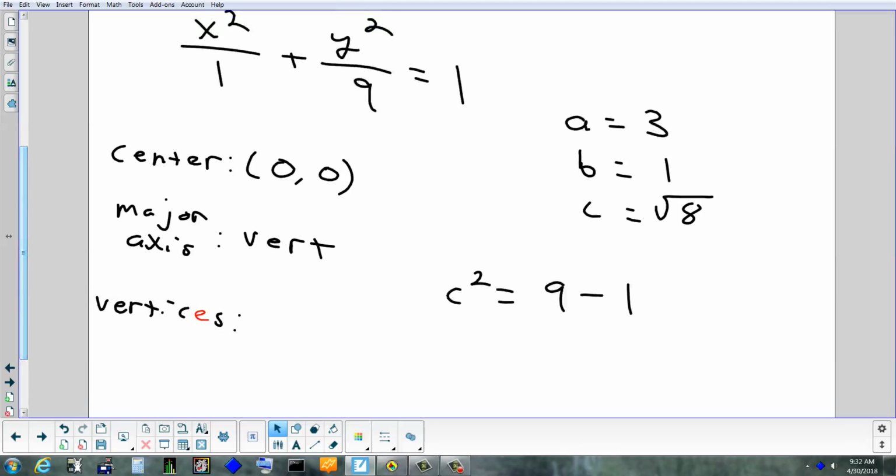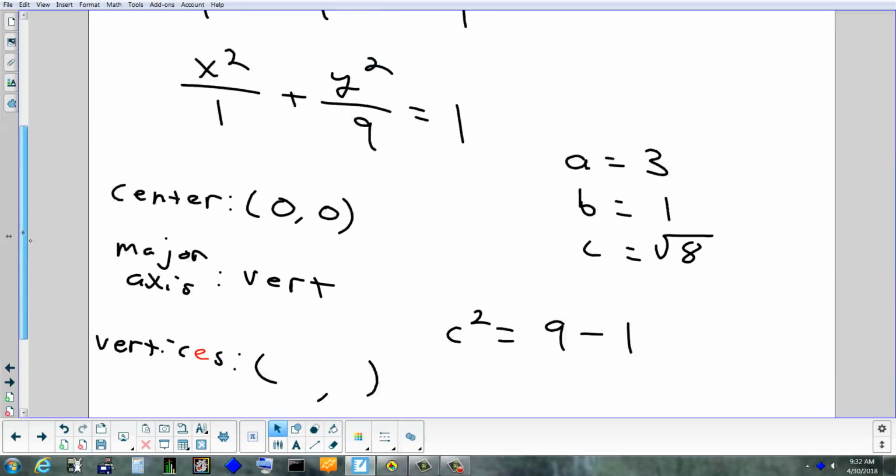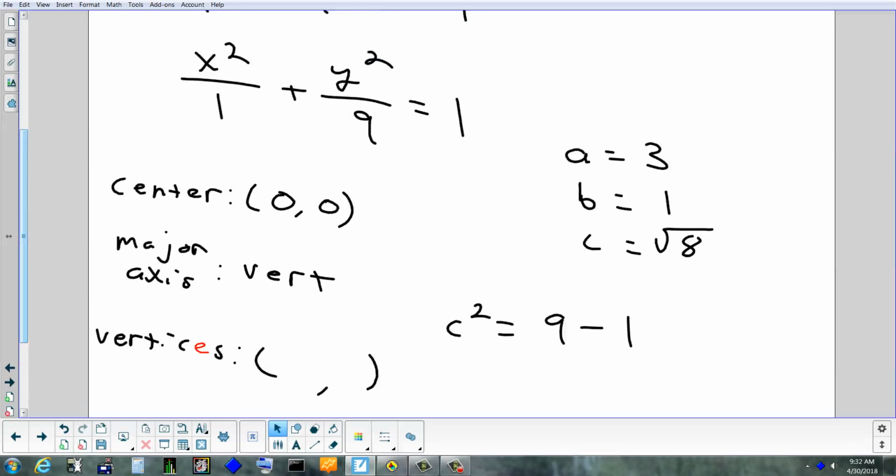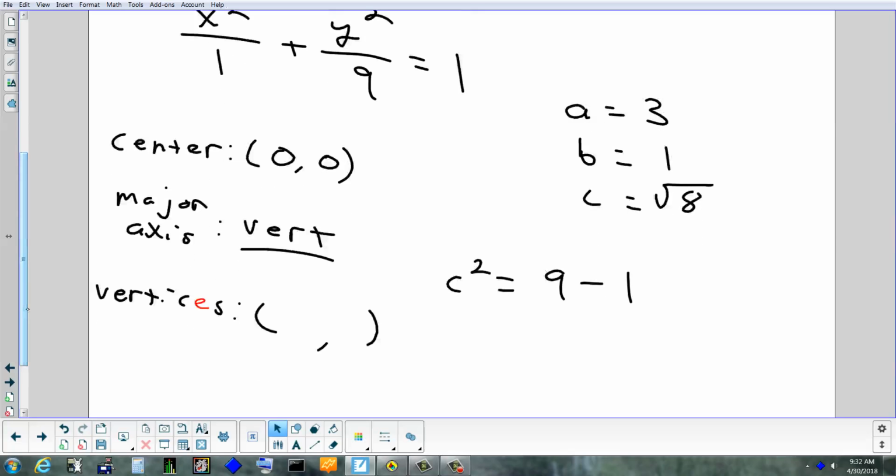How about, Shauna, what is going to be the coordinates of my two vertices? -3, 0, and 3, 0. I agree that we should be using the 3 to find the vertices. So that's the right number. Okay, 0, -a, and then 0, a. Right, we want everything to be up and down this time. So we're going to go above and below the center. So 0, plus or minus 3.